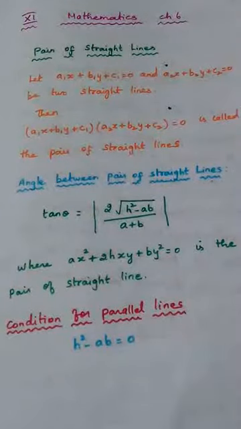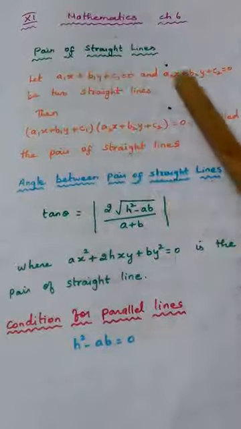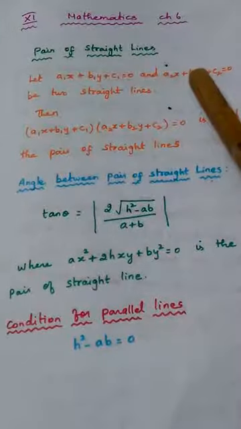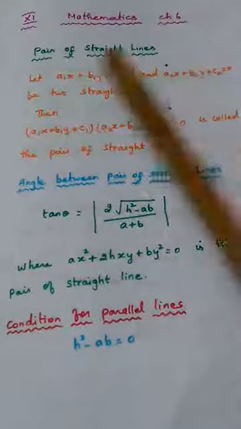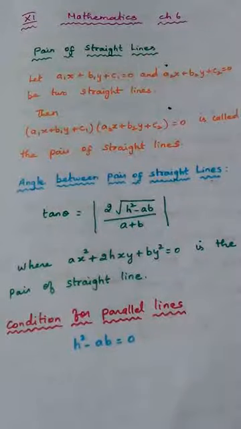Once again I will repeat. This is first straight line and this is second straight line. These are separate straight lines. When we combine these two like this, the equation is called pair of straight lines. So pair of straight lines is an equation which will contain two straight lines in it.